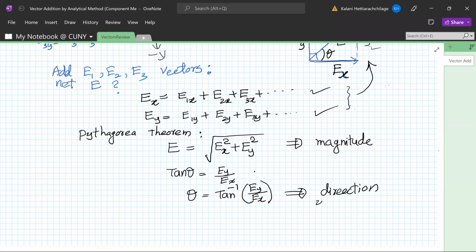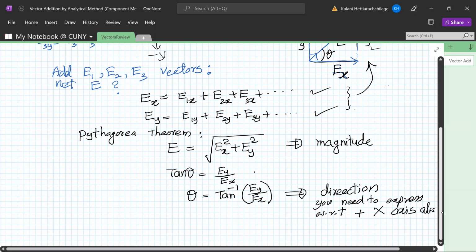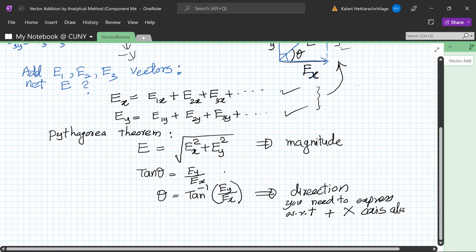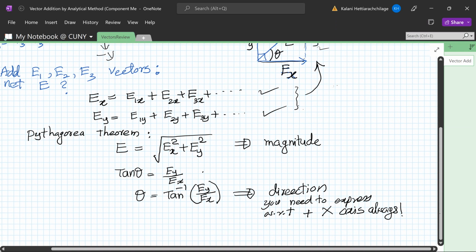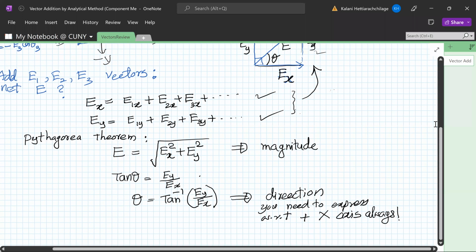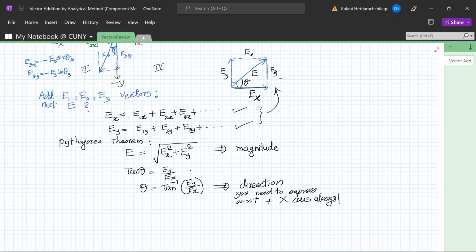So you need to express it with respect to the positive x-axis, always. That's very important. So now in my case, I labeled my theta angle from the positive x-axis. You see that? Theta angle I measured with respect to the positive x-axis. That means this will be directly my direction of the resultant vector.